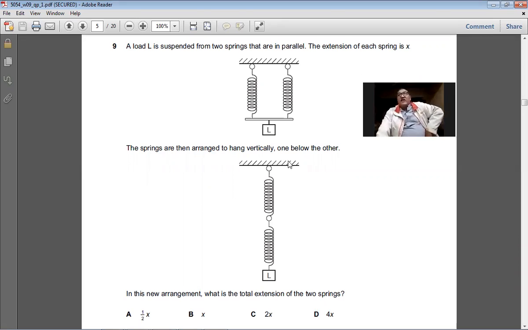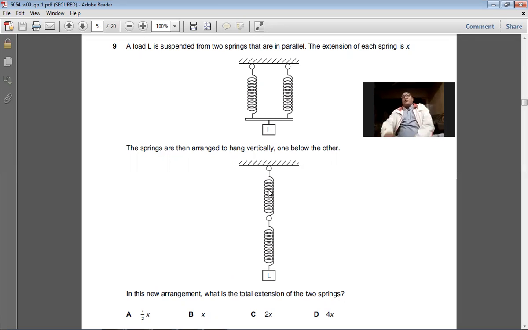Here, when you hung this load L, that load will be divided equally on these 2 springs. So this spring here is experiencing a load of L by 2. And this spring on the left and the right side is also experiencing a load of L by 2. So due to the L by 2 load, the extension is X in each individual spring. Now the springs are arranged to hang vertically one below the other. Now this complete load is exerted on this spring, and this complete load is also exerted on this spring.